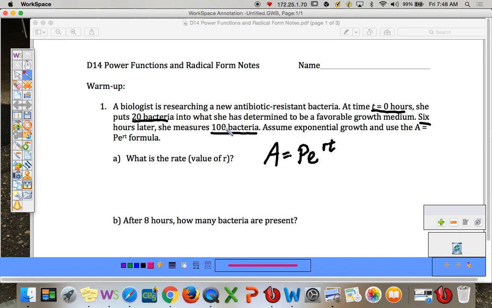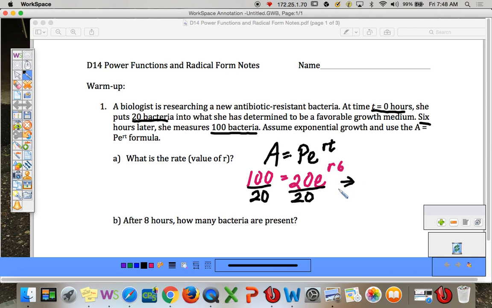We know that at some time she has 100 bacteria. The starting value is 20. And we need to figure out the rate. And she had 100 bacteria after 6 hours. So we're going to plug in everything that we know, and we're going to use the natural log to solve for our rate. So first step is to get rid of this 20 right here.